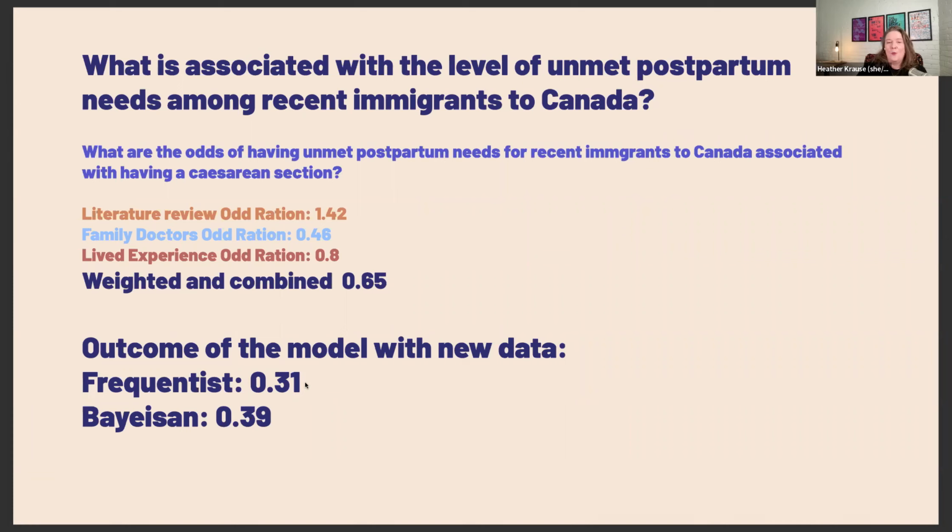But the reason I'm going to tell you this 0.39 is so we can compare it to this 0.31. 0.31 is the number if we only take the new data and we don't condition the new data on anybody's opinion, not the literature opinion, not the family doctor opinion, not the lived experience. We get 0.31. So the evidence that comes out of a Bayesian analysis is different than the evidence that comes out of an analysis that only uses the data.